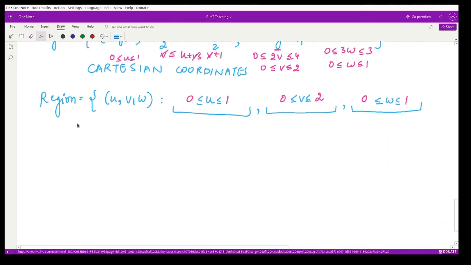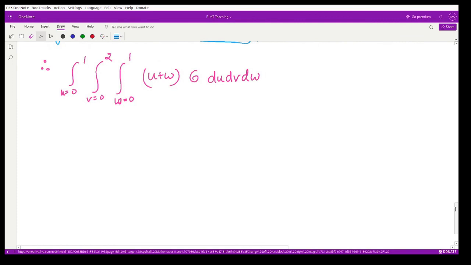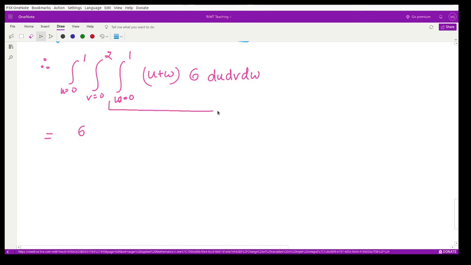So that means your region has simply these limits. Therefore, your new integral becomes the limits of u from 0 to 1, the limits of v from 0 to 2, and the limits of w varying from 0 to 1, of u plus w, times the value of the Jacobian, that is 6, into du, dv, dw. So now the next step is just to solve this particular integral. How can we solve this? It is very simple. 6 is outside, could be taken out.